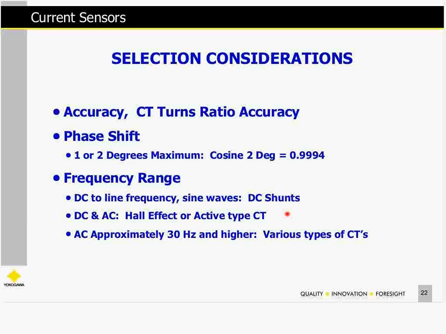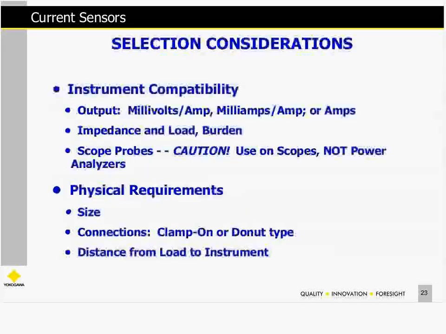Or the active type, like the Lambda and Physic CTs that we have now, with the electronic active type circuit in the CT, 0.05, 0.02%. Normal instrument type current transformers like the ones we make, or utility transformers, typically those are good for about 30 hertz and higher, and there's a lot of different types of these CTs available. And again, we can help you with that in your application.